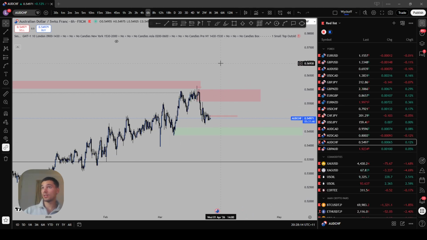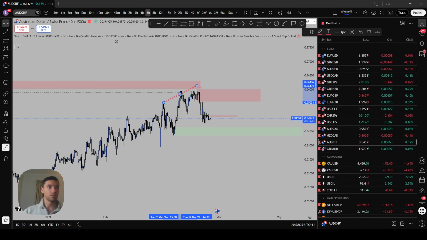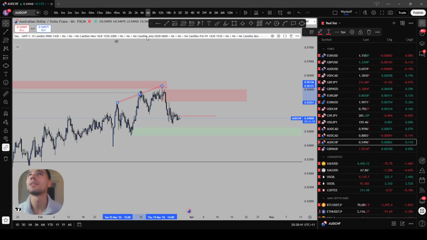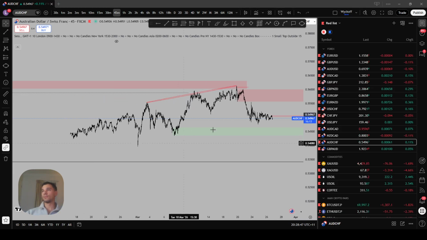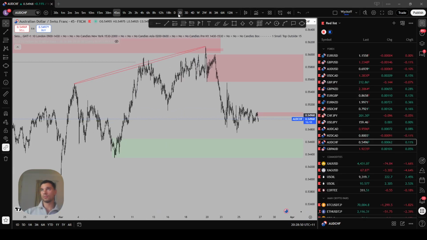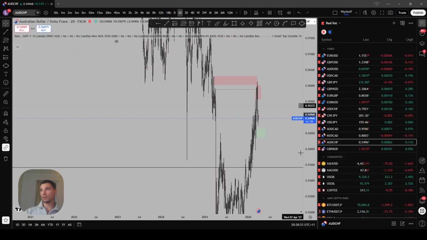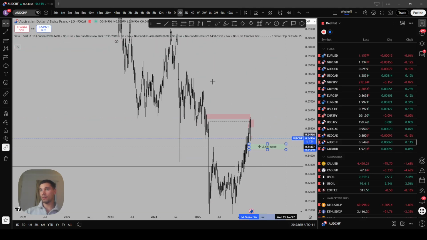And look at that. I missed out on this distribution model up here, which is perfection. Absolute perfection. Yeah, that was so clean. And why did I not take this? It did span across a number of days, but man. Yeah, regardless, we might get a little bounce off this demand.